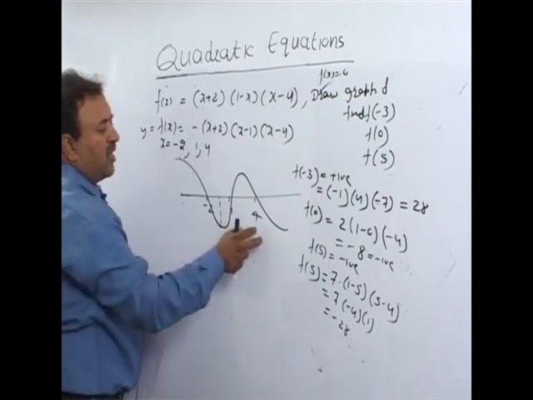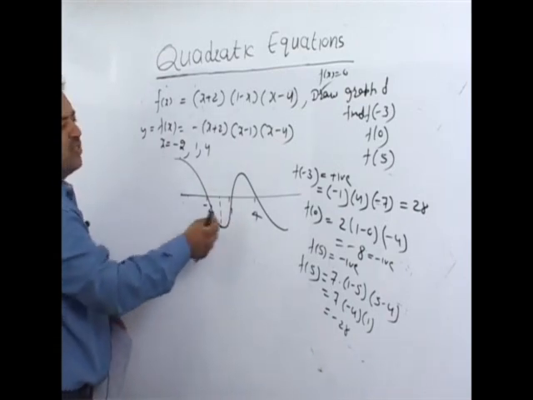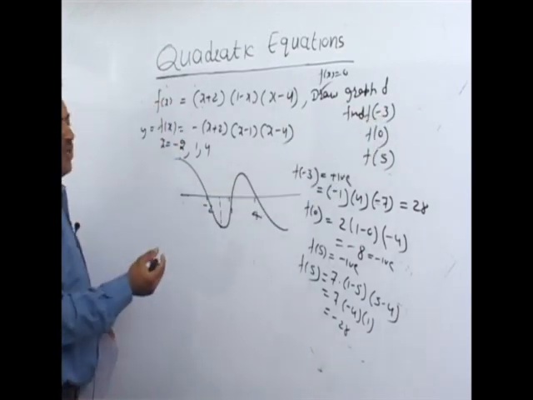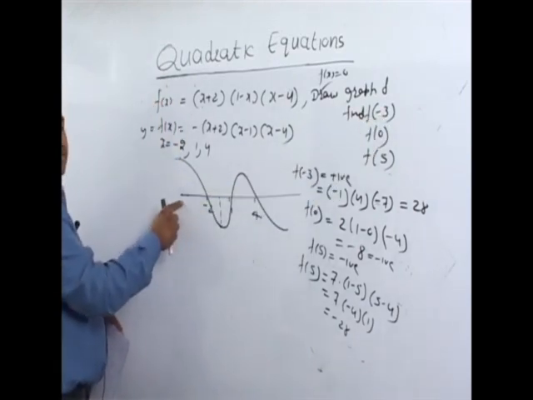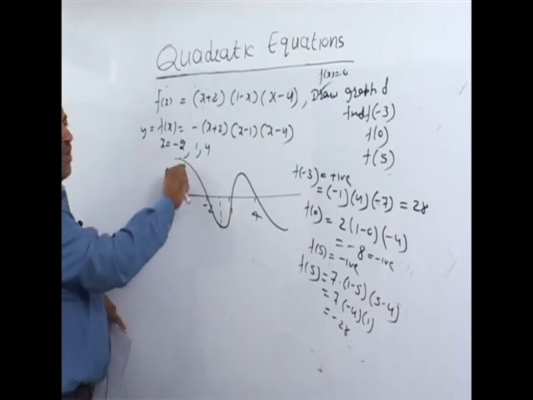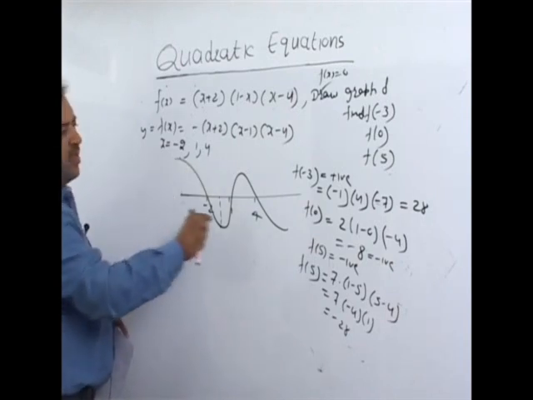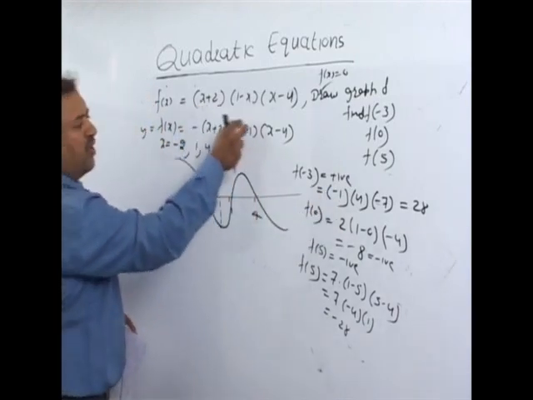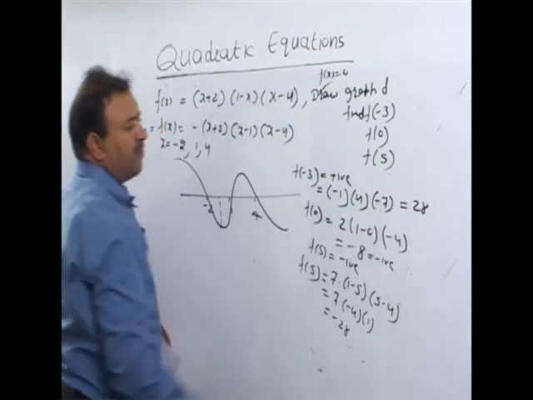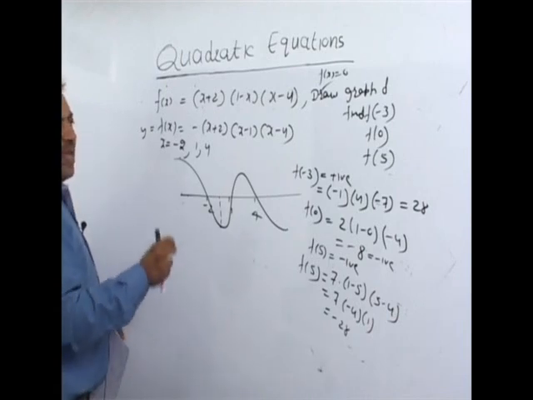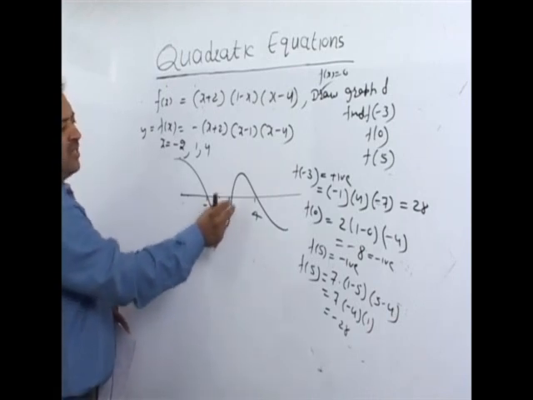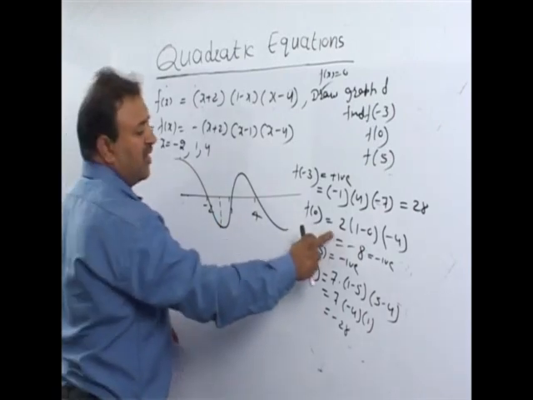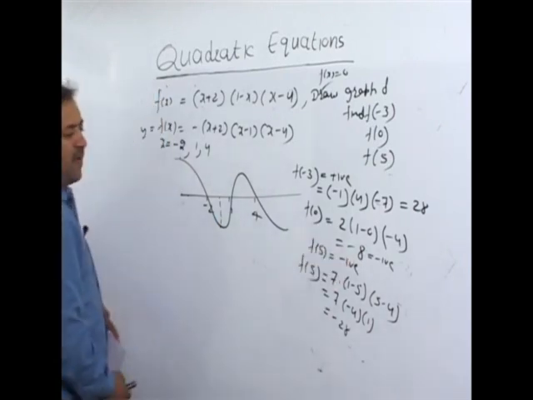Now clearly, without finding out, just by looking at the graph, I can check whether f of minus 3 is positive or negative. F of minus 3 lies on the left side of minus 2, so f of minus 3 will be positive. We can calculate it: substituting minus 3 over here, we got 28. Similarly, f0 clearly looks from the graph to be negative. We can find that it comes out to be minus 8.